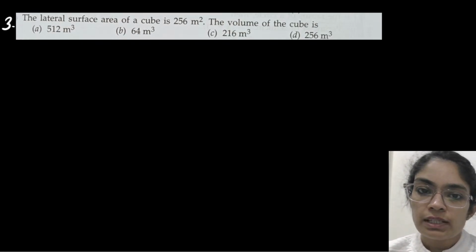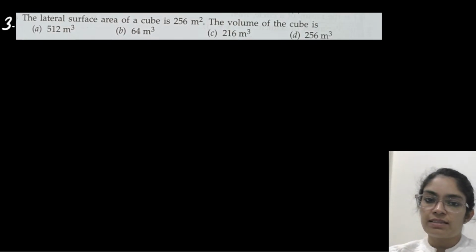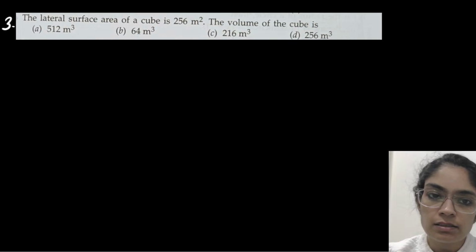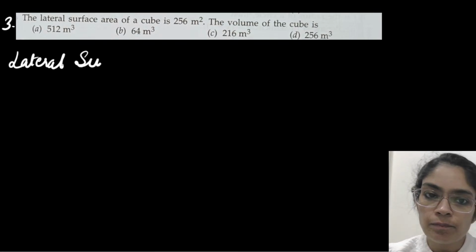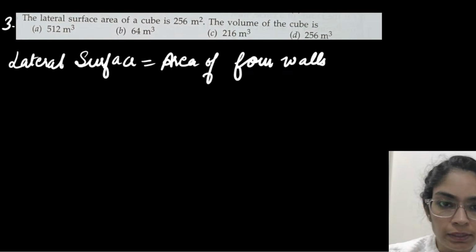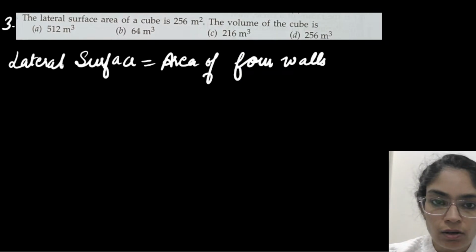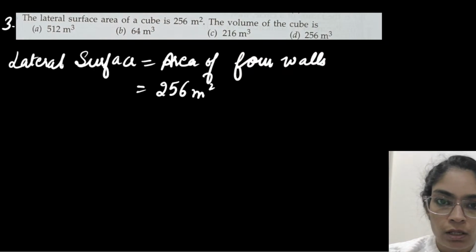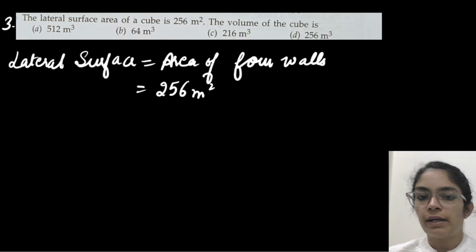The lateral surface area of a cube is 256. See, lateral surface area is the area of four walls. Lateral surface area means area of four walls. This is the area of four walls. So this is given to us. So lateral surface area of the cube is how much? 256 meter square. Volume of the cube we have to find.